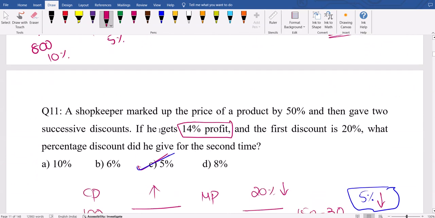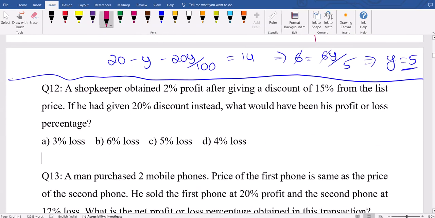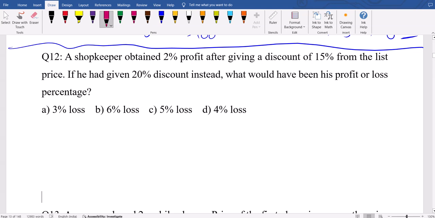Okay, now let's see the next question. A shopkeeper obtained 2% profit after giving a discount of 15% from the list price. List price or marked price, same. But if they give 20% discount, definitely you will get a loss, there is no doubt. 2% profit at 15% discount at the time. Now what can we do? Let's again assume some cost price or marked price. This is the selling price. Here we have a profit.